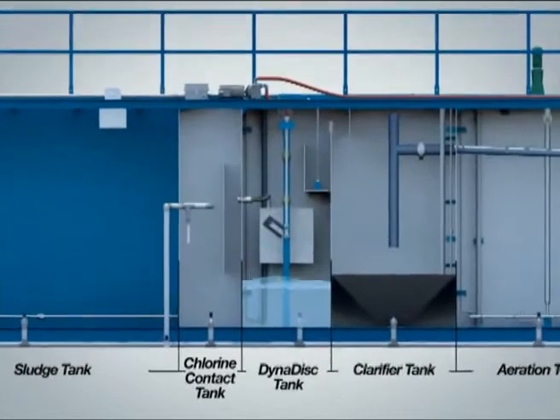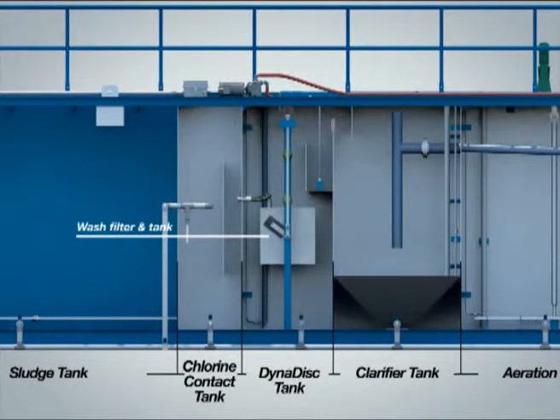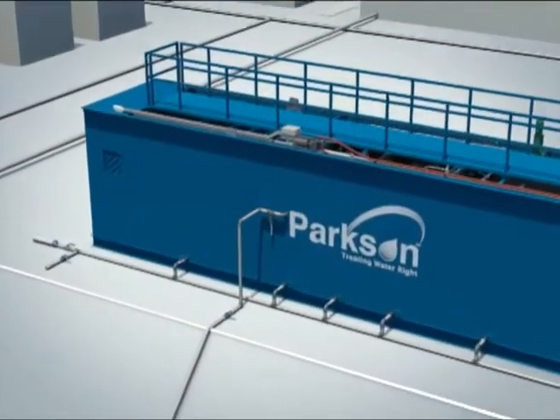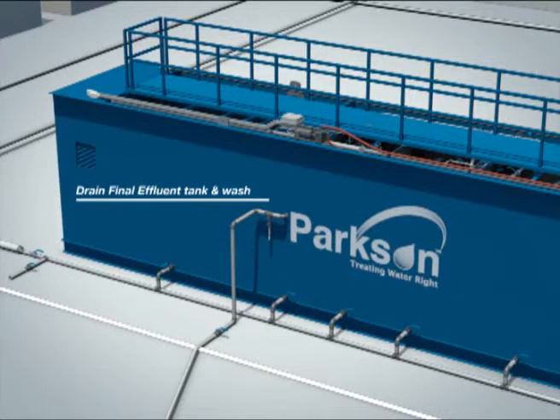2. Drain Dynadisc tank and visually observe the cloth media. Wash down the filter and tank with pressurized hose. If required, pull out the cloth media and replace with new one. 3. Drain the final effluent tank and wash it down with a pressurized hose.